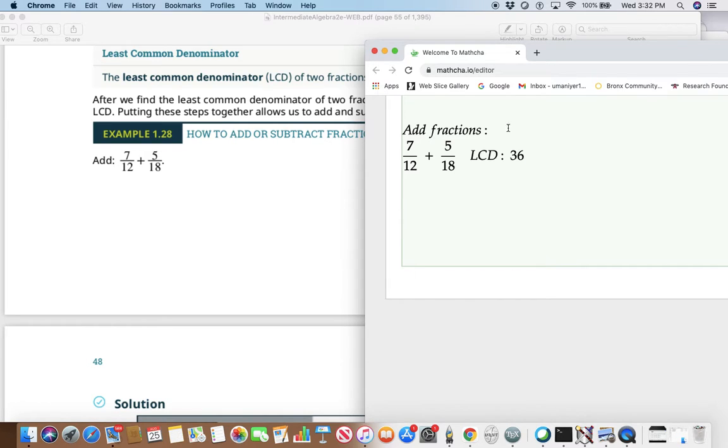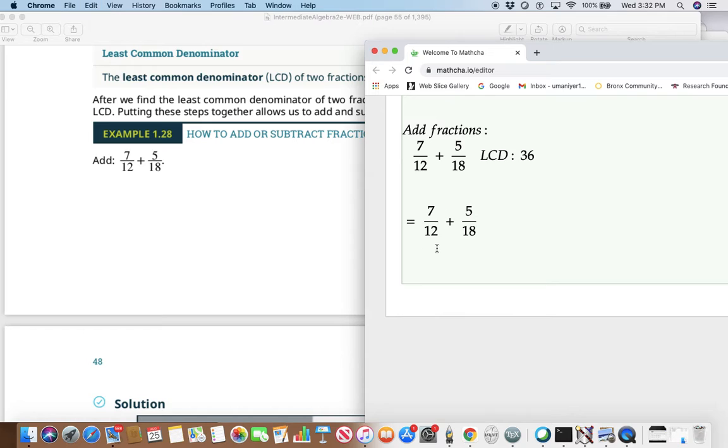Alright, so what do we do with the least common denominator? Let's say I want to add these two fractions. 12 goes into 36 3 times. Whatever I multiply to the denominator, I multiply to the numerator. 18 divides into 36 2 times. Whatever I multiply downstairs, I multiply upstairs.